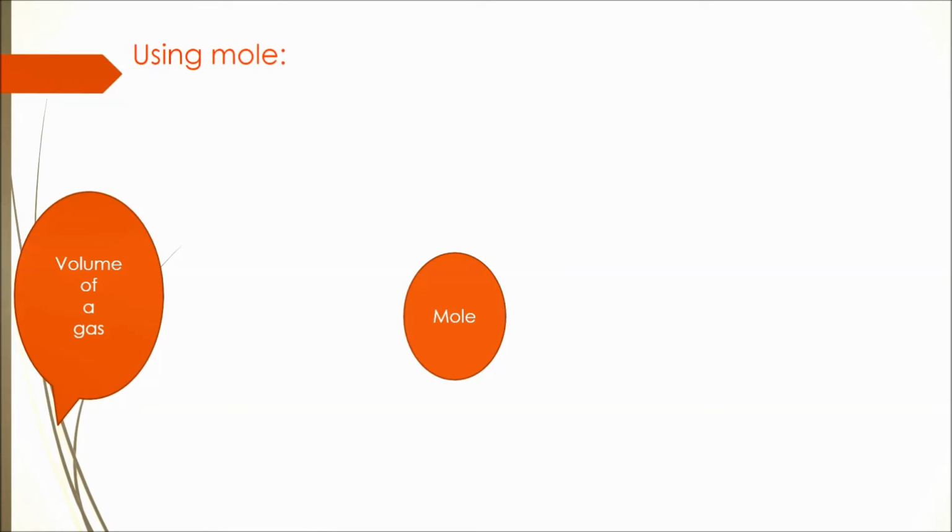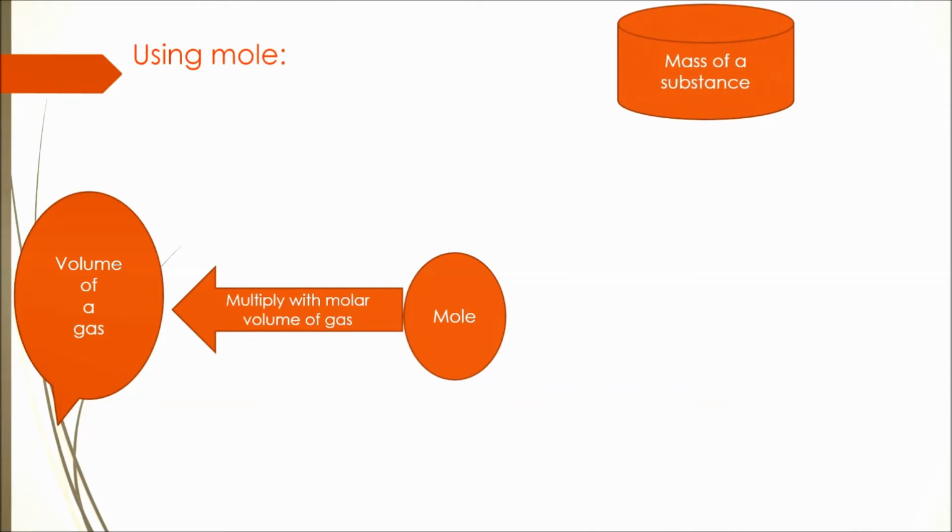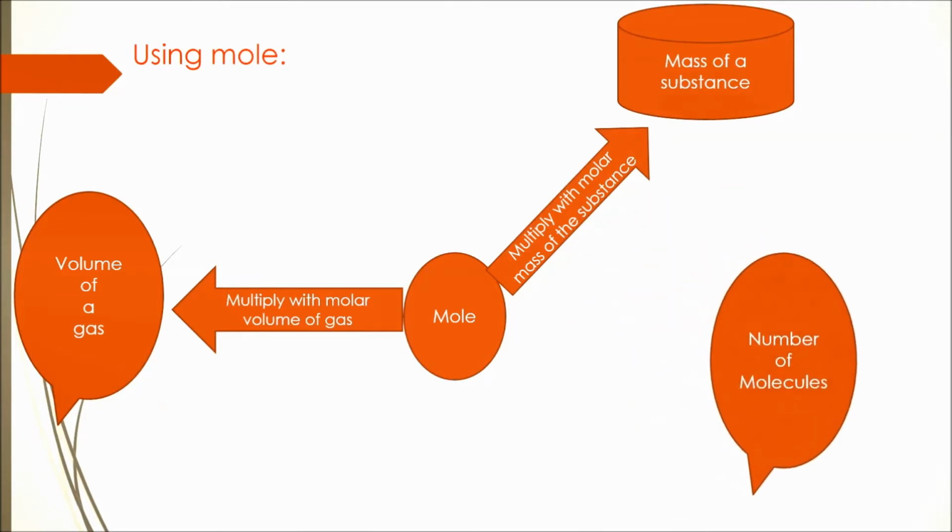You may have a certain volume of gas, but it's in moles, and you want to know what volume it occupies. This time we're going to multiply this mole with molar volume, and we convert this into volume. Secondly, you convert this mole into mass. You're doing the same thing, which is multiplication: multiply this mole with molar mass, and then you get mass.